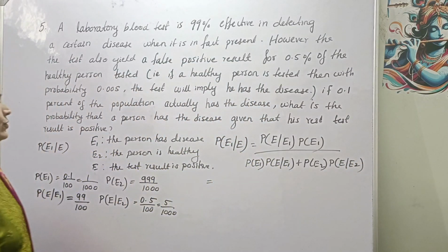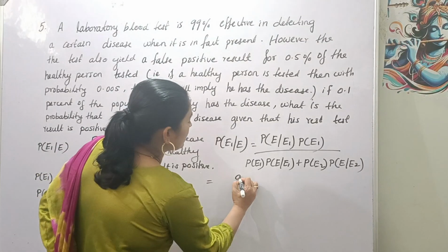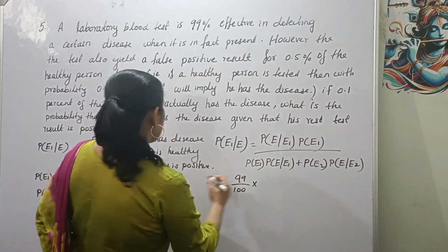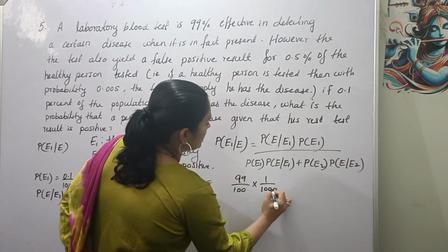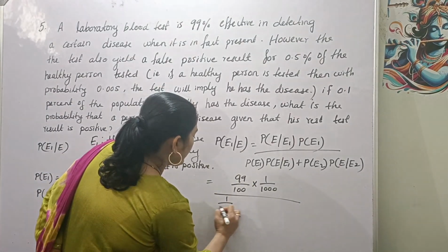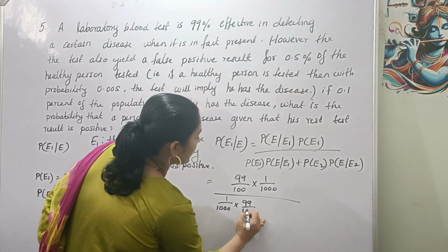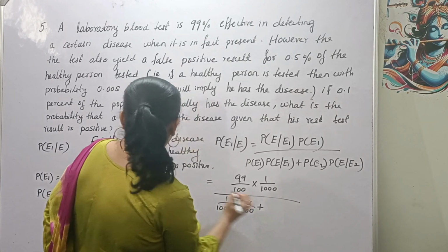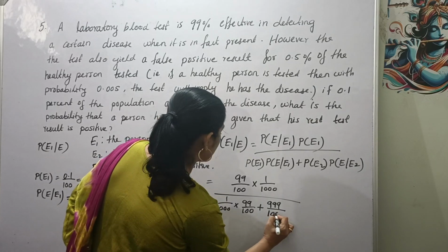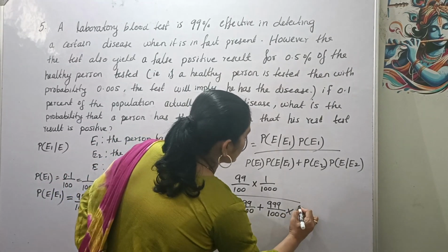Substitute all these values. Probability of E given E1 is 99 by 100, into probability of E1, 1 by 1000, divided by, it is 1 by 1000 into 99 by 100 plus 999 divided by 1000 into 5 by 1000.